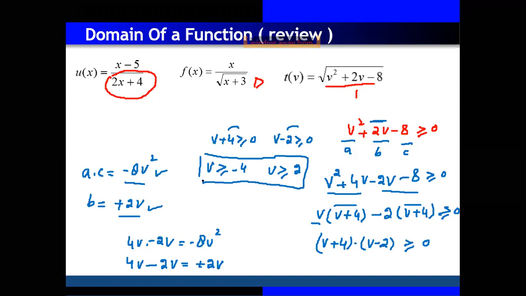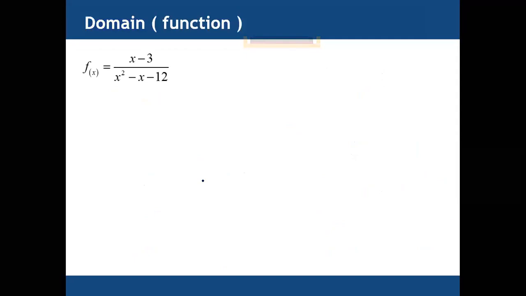Now if we have this type of question, f of x is equal to x minus 3 over x square minus x minus 12, how can we find the domain? If factorization is possible, it's okay. If not possible, then you can put the denominator x square minus x minus 12. This must not be equal to 0.